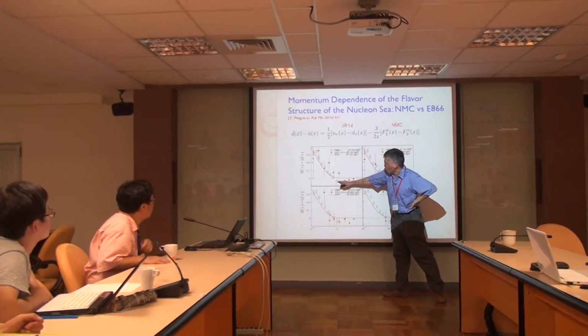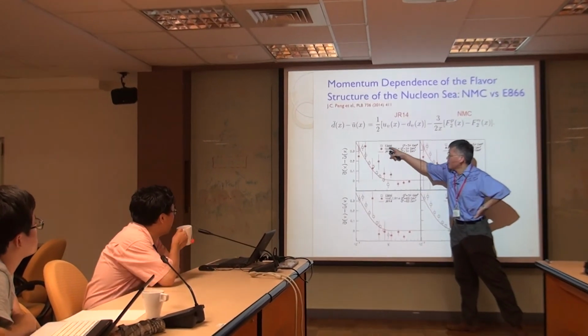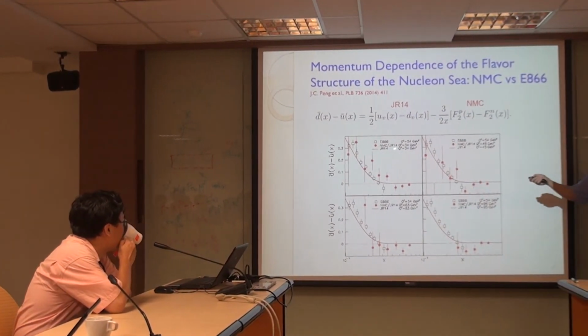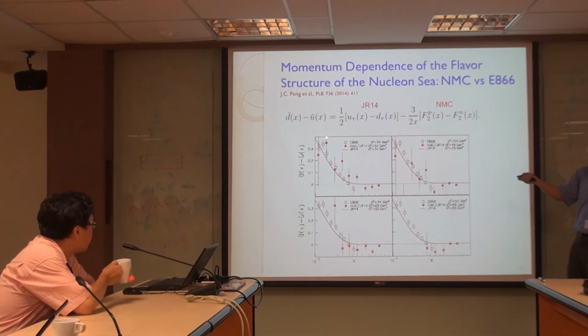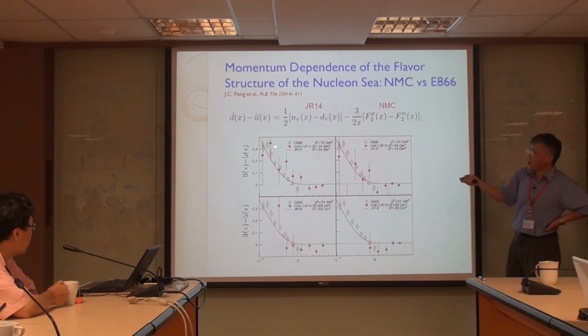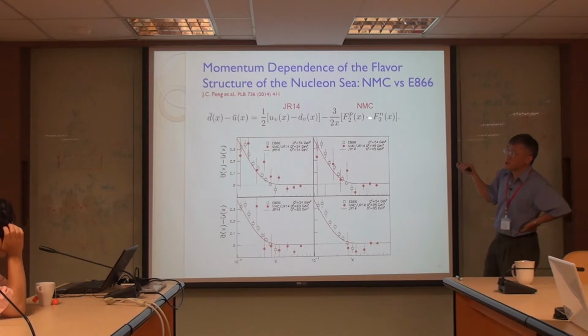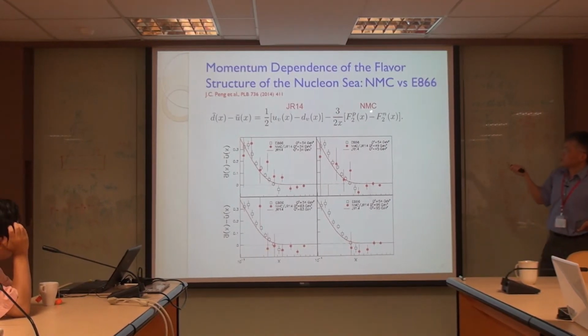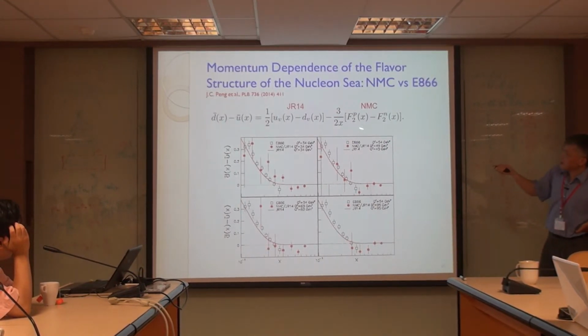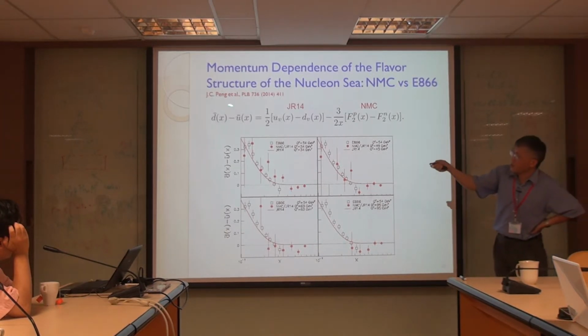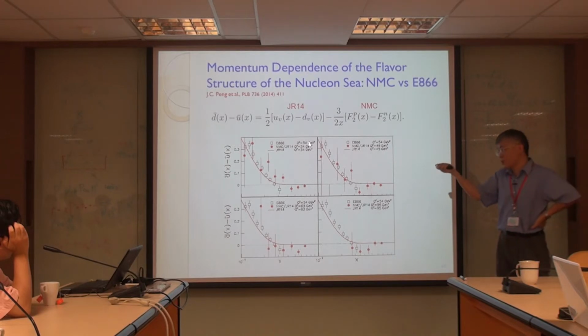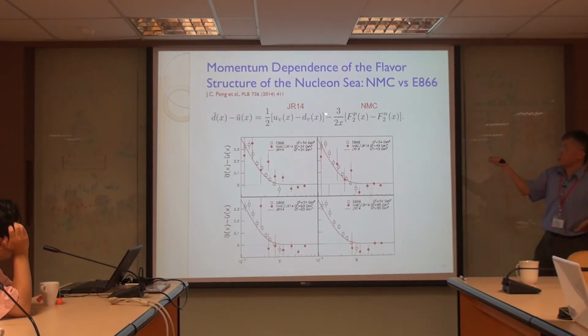So the open point here is the measurement of the A66, which was the Drell-Yan experiment. And the solid line here comes from NMC, which is DIS. So with DIS, we only get the structure function difference. In order to extract the information for the difference between D bar and U bar, we have to fold in some information. This information is the valence quark difference.